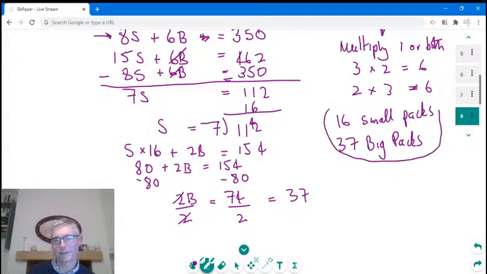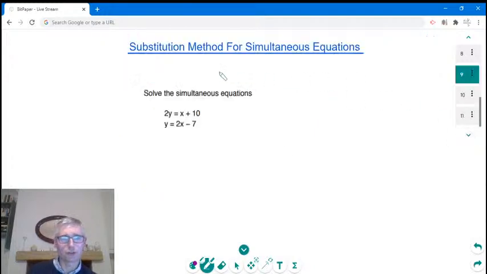Okay, so there's our answer to that one. And if we want to now look at the substitution method, so there's another method for doing this, and substitution is a very useful method, and sometimes the questions are set out so that we would use substitution. We can see really that this one is because that's in the form y equals.